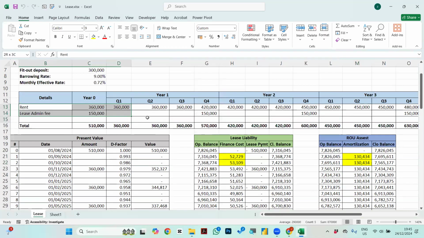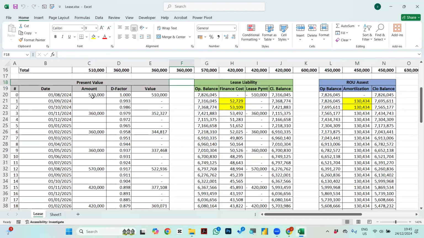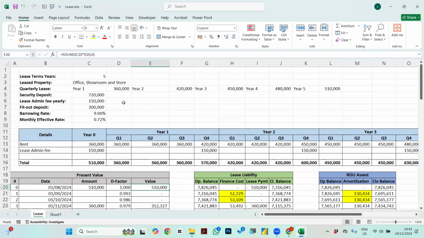So this is cash outflow every quarter. And then you see here the lease value, actual value, discount factor, and this is the value after discount. So we have a lease here for 5 years. We have office, showroom, and store all together. So yearly, quarterly lease paid in the first year 360, second year 420, 420,000, and so on. So security deposit, lease administration fee, this 9% is the monthly borrowing rate. This is the overall idea of the lease.